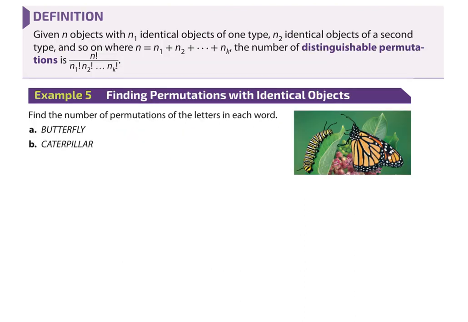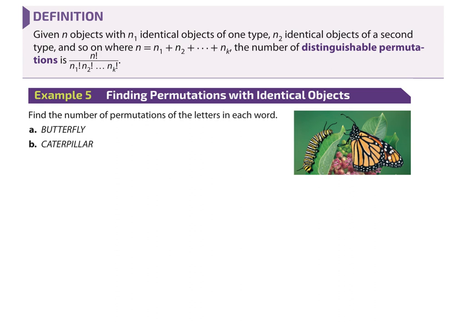So this is distinguishable permutations. We have given n objects with a certain number. n1 is just a certain number of identical objects of one type. n2 of identical objects of a second type. They're just saying that somewhere in your grouping you have a repeated object here. The number of distinguishable permutations is going to look like n factorial over the ones that you have that are repeated.